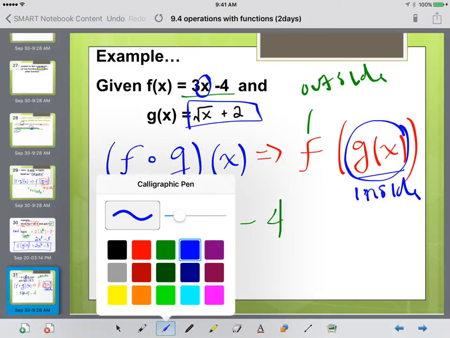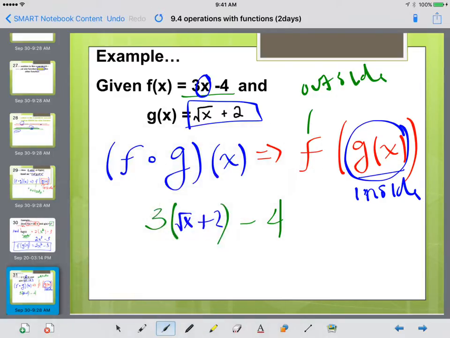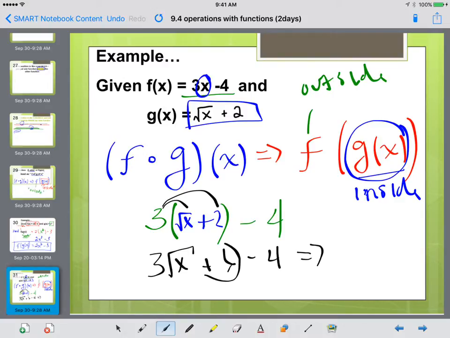The last step says we have to simplify. So that's what I'm going to do. I see a 3 and I see parentheses. Well, I can easily distribute that. So we have 3 times the square root of x, and 3 times 2 is plus 6 minus 4. And I can combine these like terms, 6 minus 4, so that my final answer would be 3 square root of x plus 2.